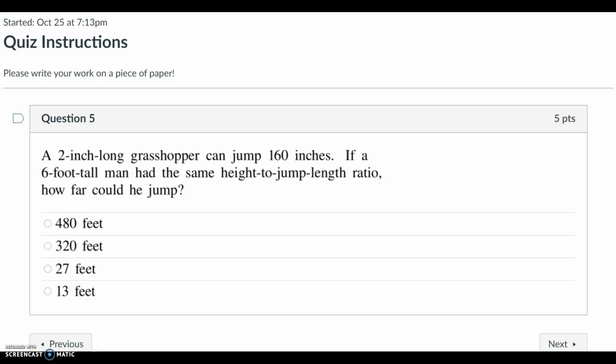Question 5. In a 2-inch long grasshopper, a 2-inch long grasshopper can jump 160 inches. If a 6-foot-tall man had the same height to jump length ratio, how far could he jump? 480 feet, 320 feet, 27 feet, 13 feet.